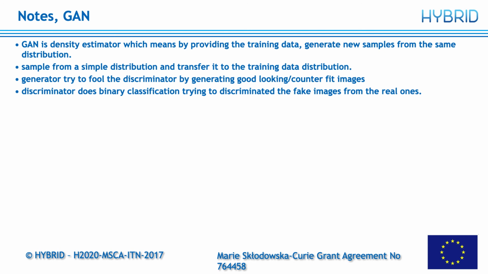That is done by the generator fooling the discriminator by generating good-looking data, while the discriminator tries to catch the generator by binary classifying them and distinguishing fake images from the real ones.